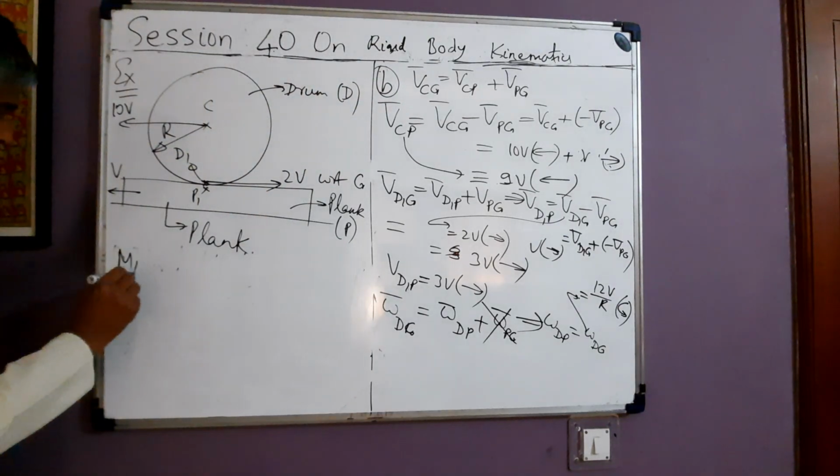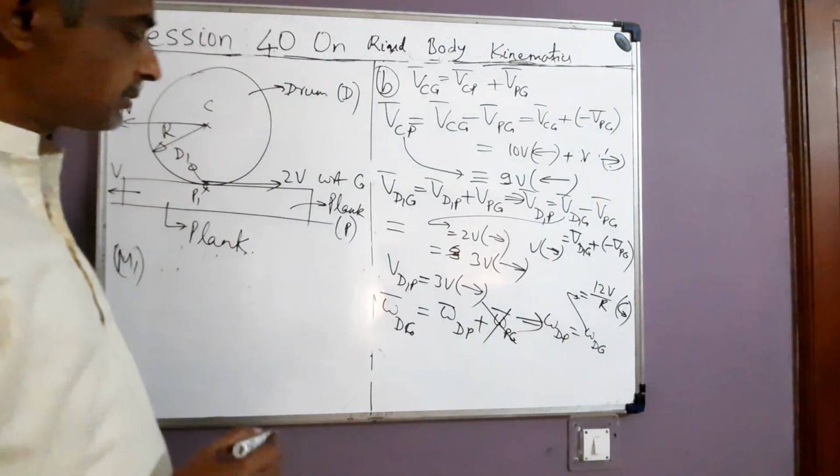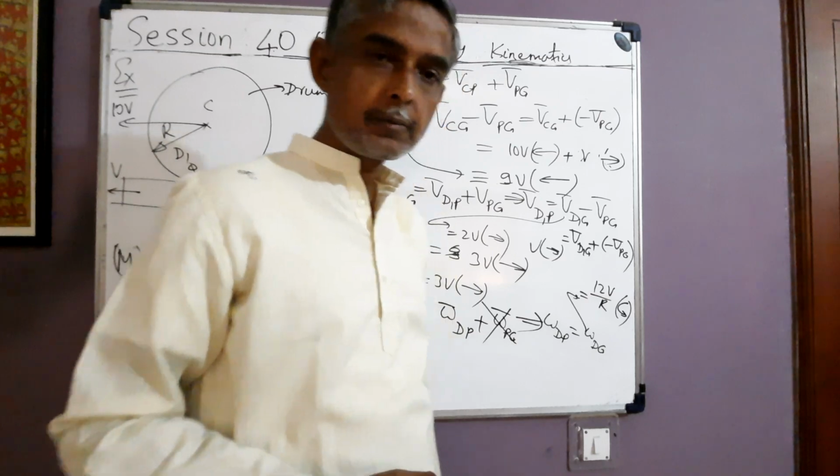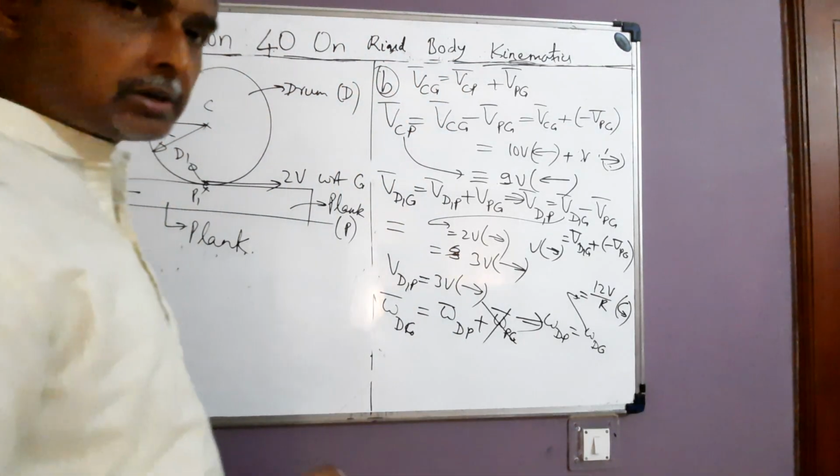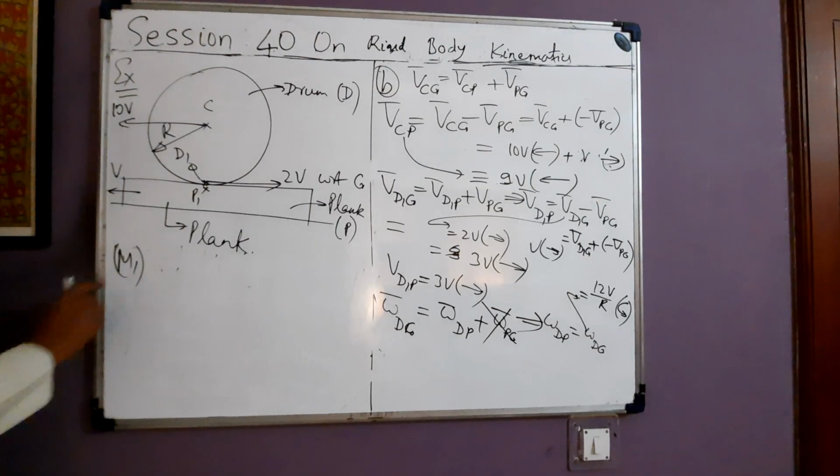Alright, this much calculation we have done. Now we will determine the IC of drum with respect to plank by several different methods. First I write method 1.